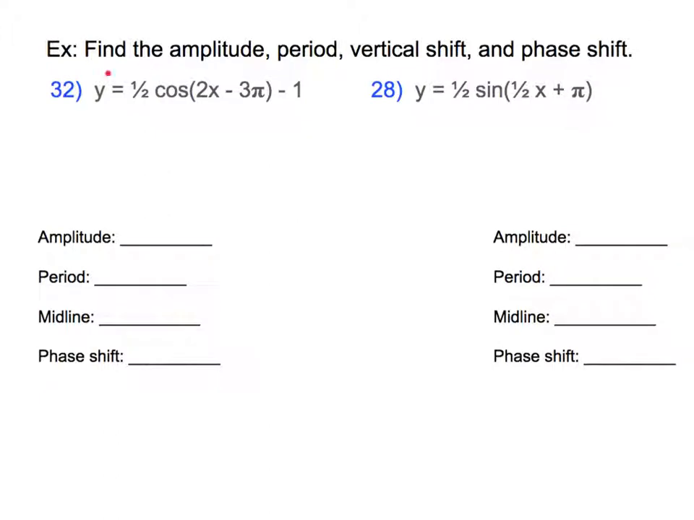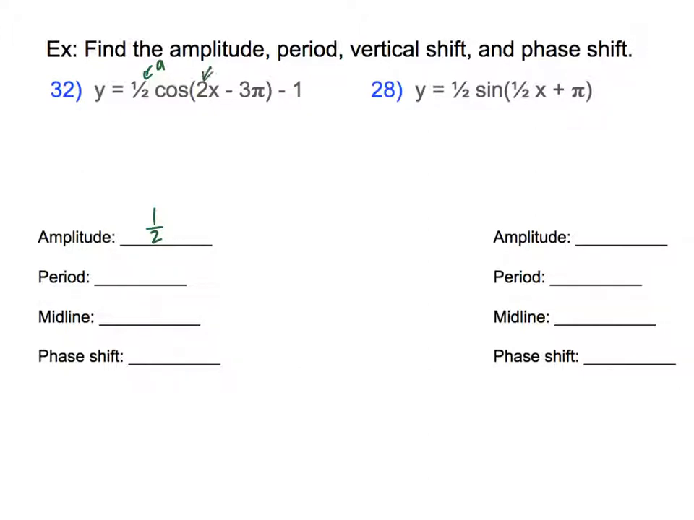Okay, so here I have some more functions where we're going to find the amplitude, period, midline, and phase shift. Our amplitude here looks like it is a half. The absolute value of a half is still 1/2.